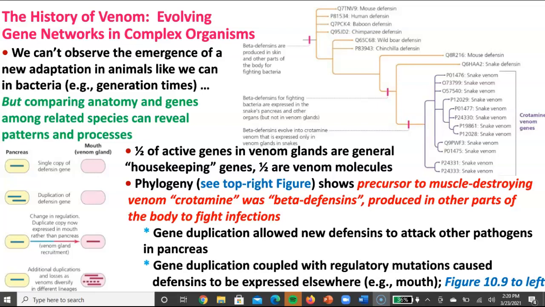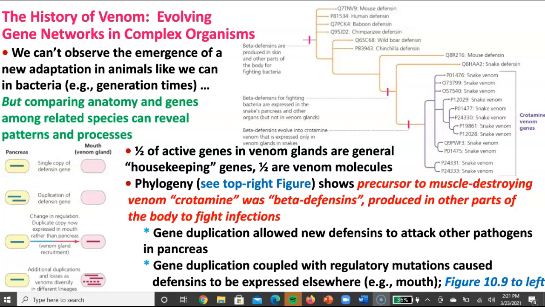They are homologous, except that the beta defensins are produced in other parts of the body to fight infections. Whereas in snakes, these have been co-opted and expressed in the venom glands to produce crotamine and other types of venoms. So gene duplication, once again, is what has allowed new defensin proteins to attack other pathogens in the pancreas. So that was the first step in snakes.